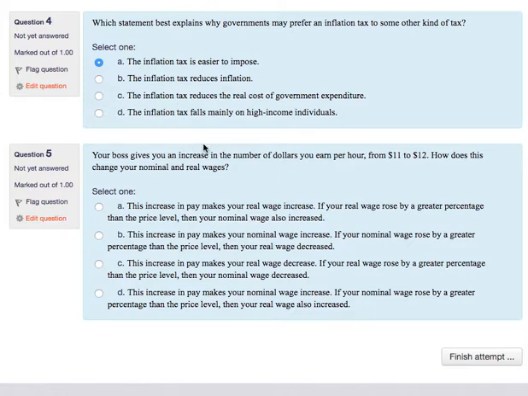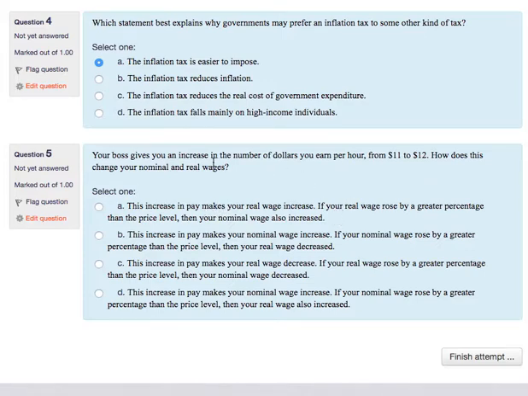Your boss gives you an increase in the number of dollars you earn per hour from $11 to $12. How does this change your nominal and real wages? Well, we know that this is a nominal increase in your wages, so nominal would go up. For real wages, we need to know what happened to inflation over this time period. If the cost of living has gone up more than the percentage from 11 to 12, it means that your real wage has gone down.